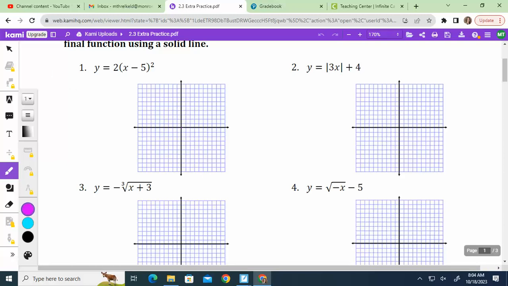Okay, so 0 squared is 0. 1 squared is 1. 2 squared is 4. -1, 1, -2, 4. So you can certainly do more than 3. That's the minimum. Okay, so tell me, what are the transformations here?